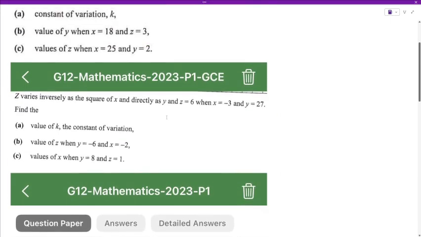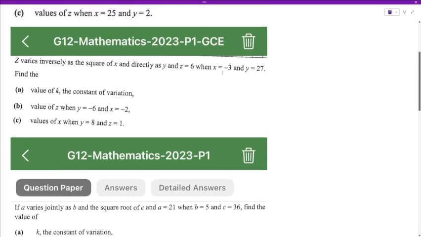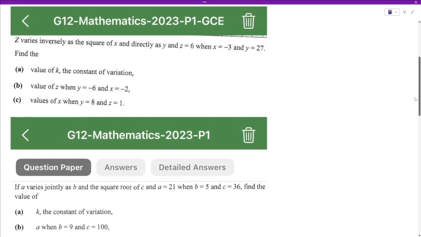This one. So it says, let me take it up a little. This one came in 2023 paper 1, was written by the GCE candidates in 2023. So here they're saying, given that z varies inversely, okay, the examiner just switched up things here. Given that z, okay, varies inversely as the square of x and directly as y.